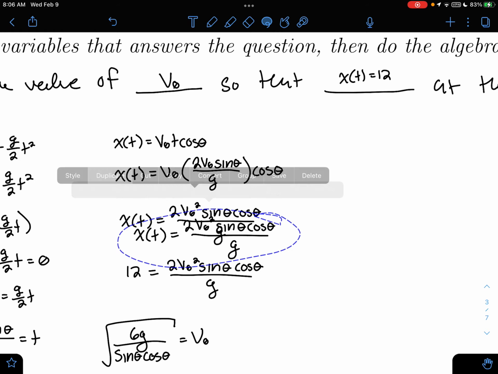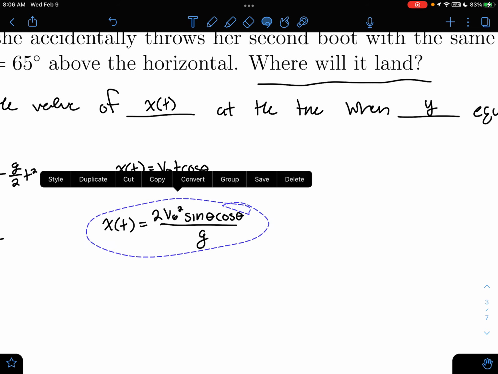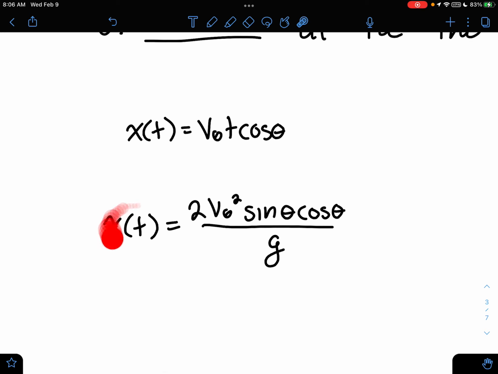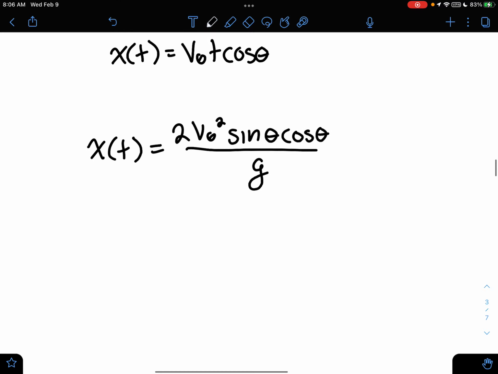Wonderful. Now instead of plugging in 12 for this, we don't know where it's going to land, but we do know this initial velocity. So we know our theta, we know our g, we know our v naught. We have one equation, one unknown, and we can solve this.